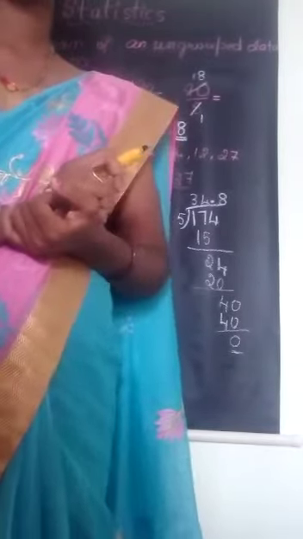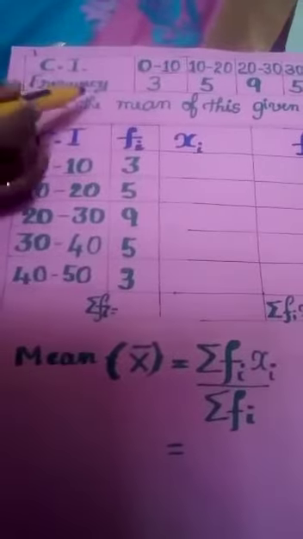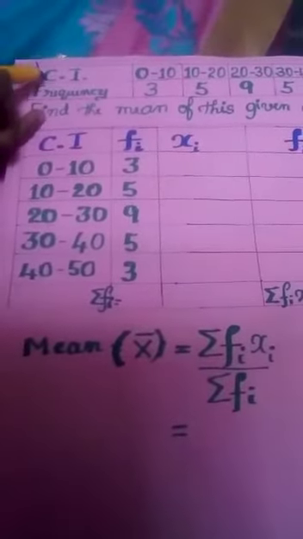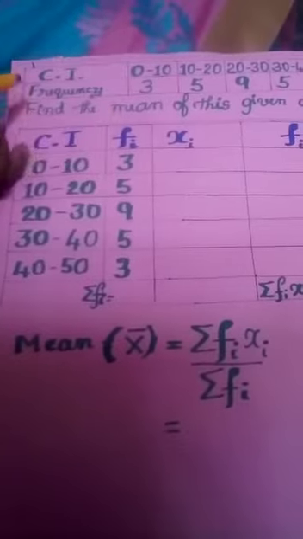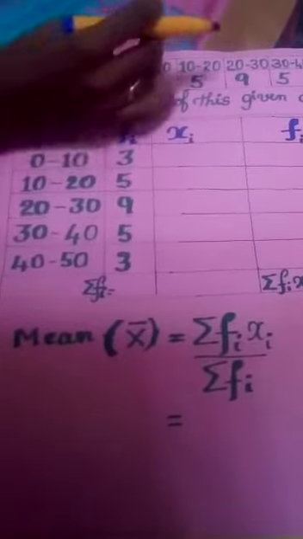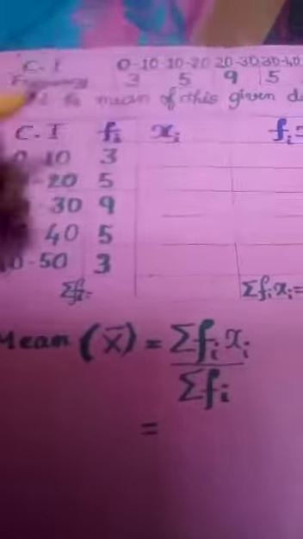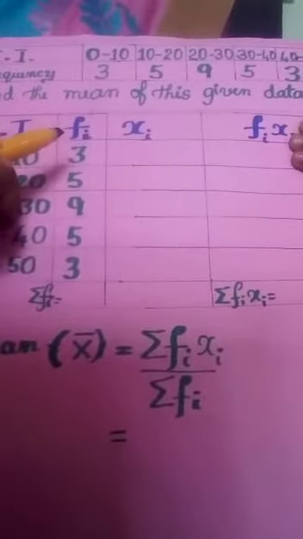Dear students, I have written one example here, to find the mean of this given data. One tabular column is given, with class interval and frequency. So this is grouped: 0 to 10 is one group, 10 to 20 another group, 20 to 30 one more group, 30 to 40 and similarly 40 to 50. Below that, the respective frequencies are given.